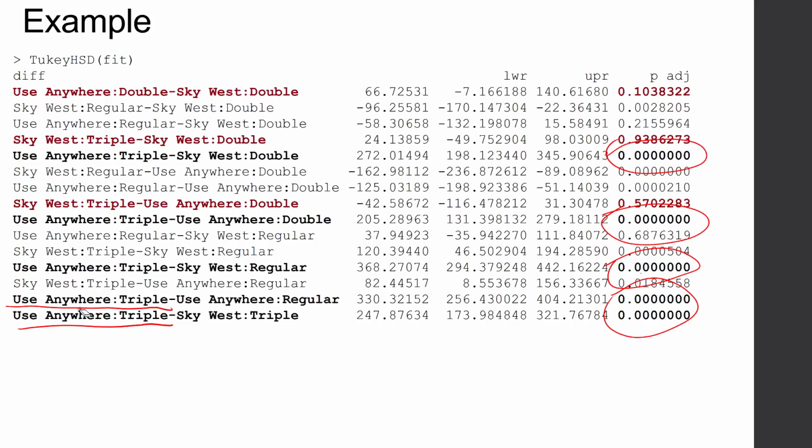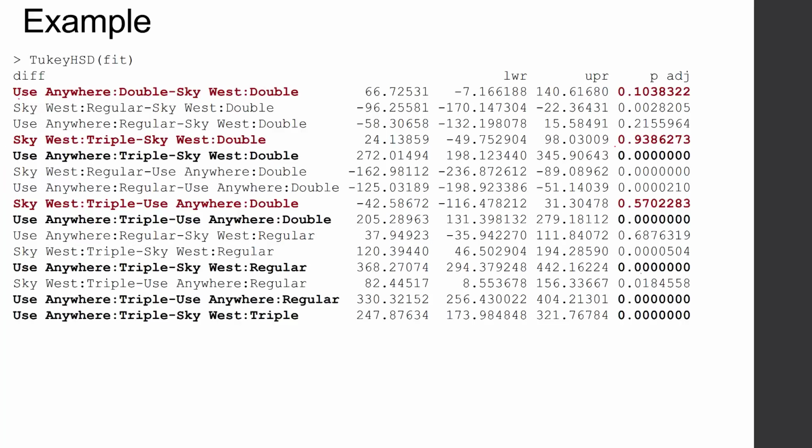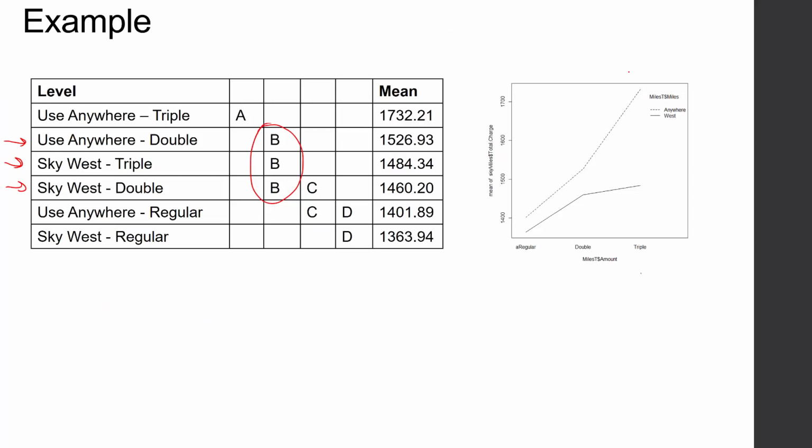If we look at any comparison with use anywhere double, SkyWest triple, and SkyWest double, so use anywhere double to SkyWest double, SkyWest triple to SkyWest double, and SkyWest triple to use anywhere double, you can see that these are not statistically significant. And so those three we're going to call a homogeneous group. They are not statistically different from each other.